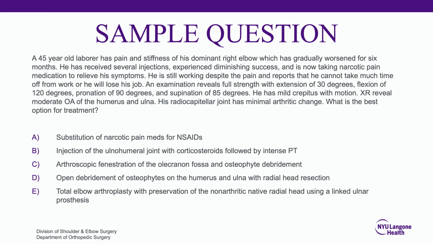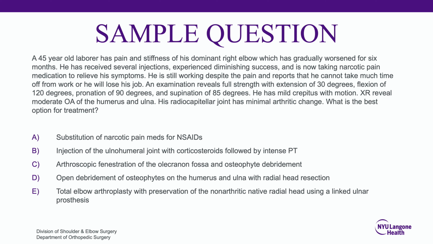Next sample question. A 45-year-old laborer has pain and stiffness in the right elbow, which has gradually worsened. He has had several injections with diminishing success and is now taking narcotic medications. He is still working despite the pain and reports that he cannot take much time off work or he loses his job. Examination reveals full strength, but extension to 30, flexion to 120, pronation to 90 and supination to 85, so his forearm rotation is maintained. He has mild crepitus with motion. X-rays reveal moderate arthritis in the humerus and ulna. His radiocapitellar joint has minimal arthritic changes, so basically don't worry about the forearm rotation. What is the best treatment option?